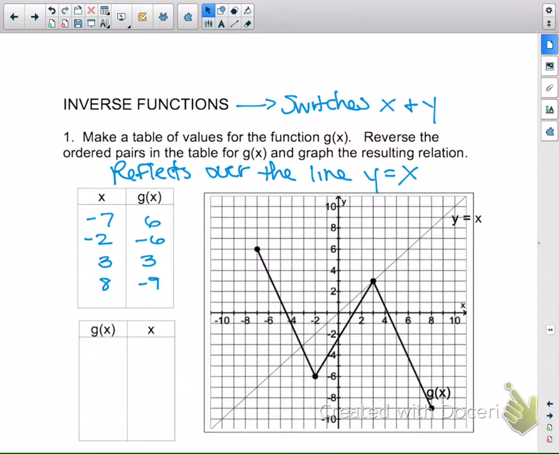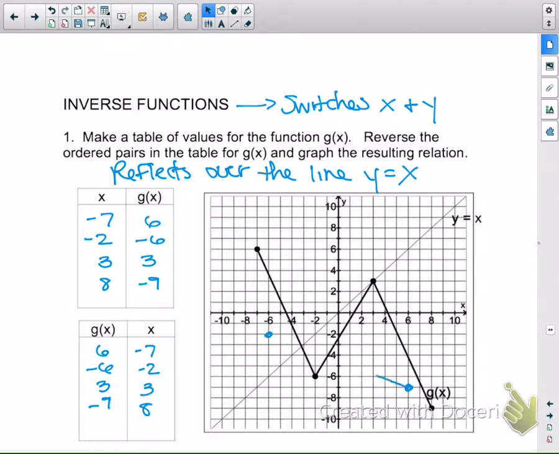So that first point, instead of being negative 7, 6, it's going to be 6, negative 7. That second point becomes negative 6, negative 2. Third one, what happens when I switch the third one? It's the same because the x and y are the same. And then when I flip the last one, it becomes negative 9, 8. So you can graph the inverse of this by graphing those points. So 6, negative 7 was my first point. Negative 6, negative 2 was my second.